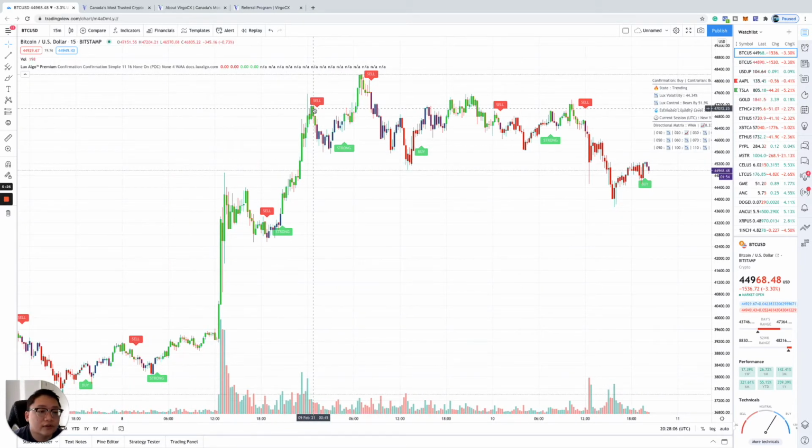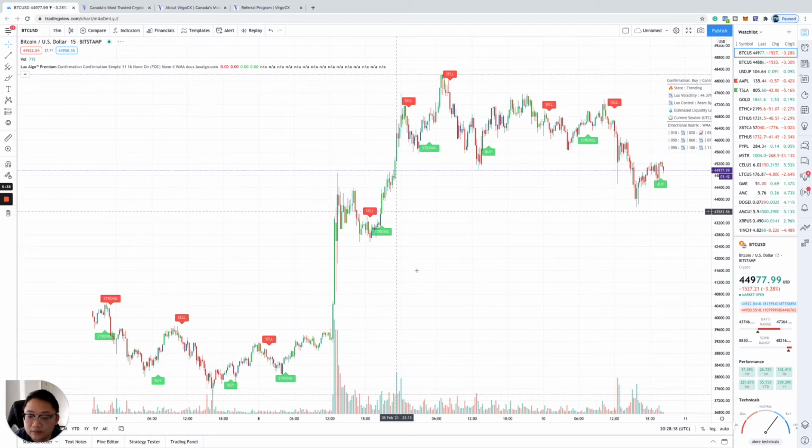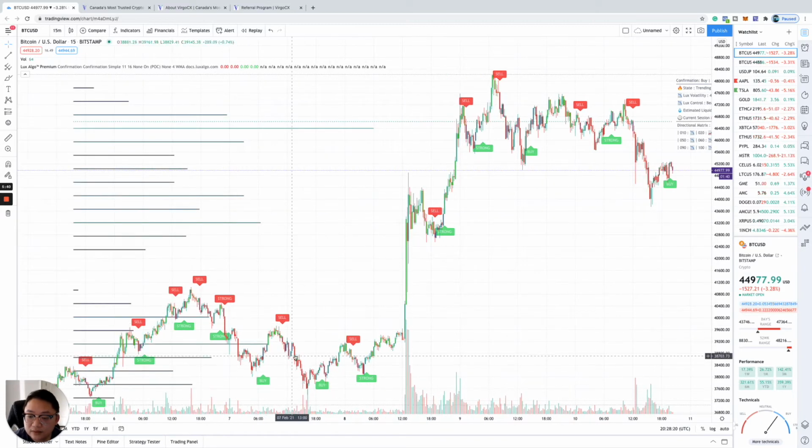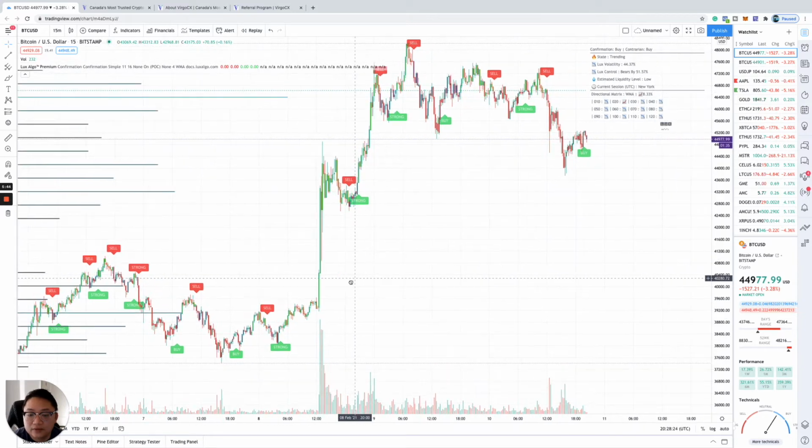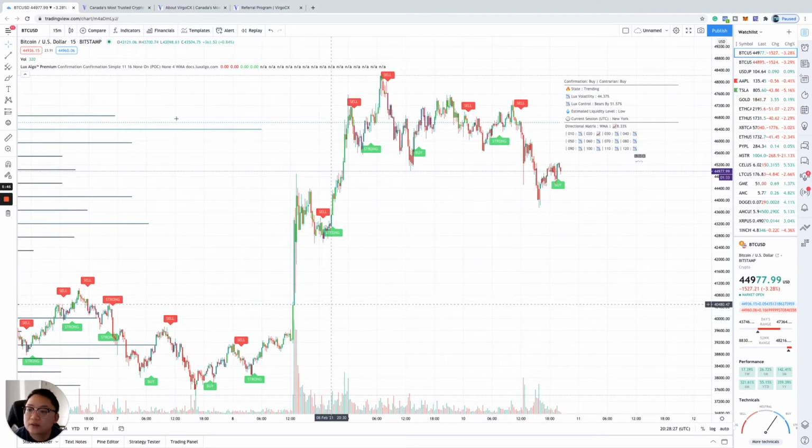Should have sold at 47072. Should have sold at 48176. Should have bought here. You know, you can do this all day, every day on the charts. So it's a very powerful tool if you use it wisely, guys, and not let your emotions get to you.